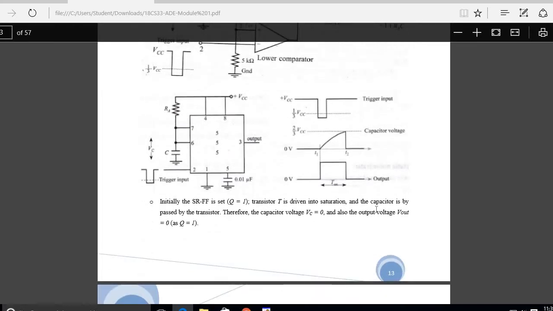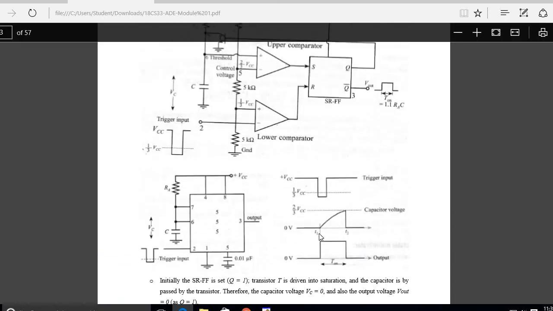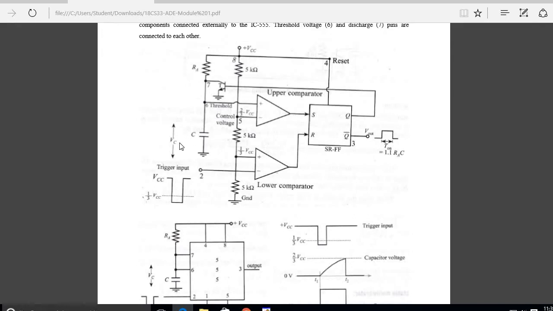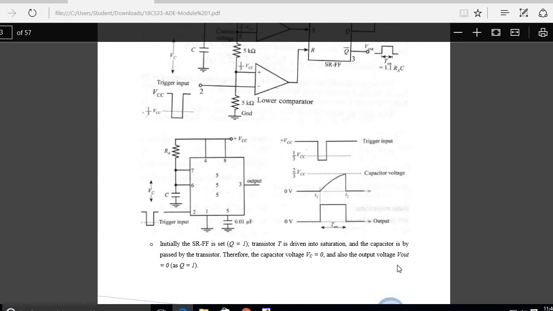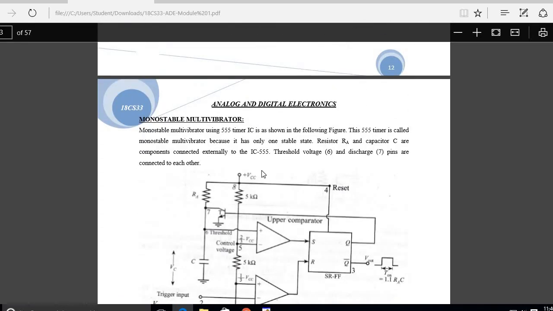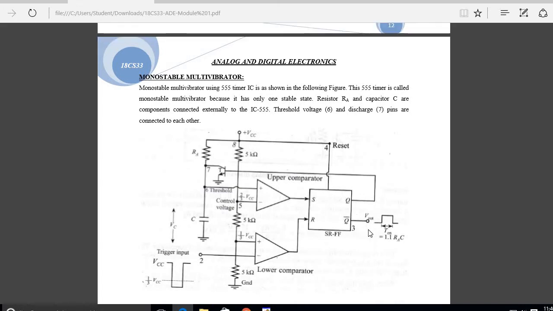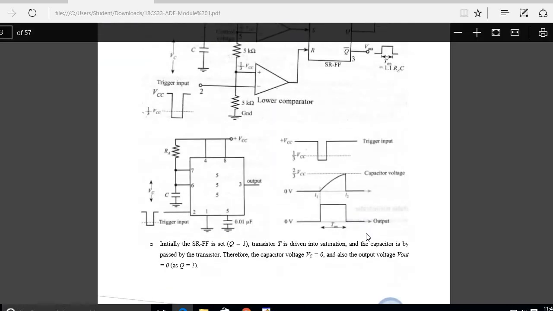Okay, the capacitor is bypassed by the transistor, and therefore the capacitor voltage VC is equal to 0. Here the capacitor is there, but it is bypassed by the transistor. For that reason the voltage across it, VC, is 0, because it is connected to ground. Also the output voltage Vout is 0. So Vout is 0, which means Q bar. This is what the Vout means, the output of the flip-flop. Here this should also be 0.